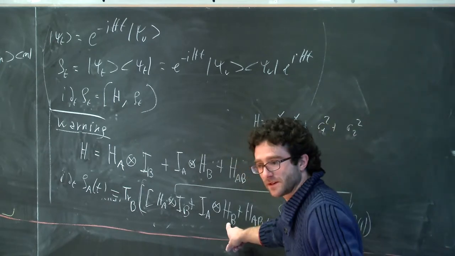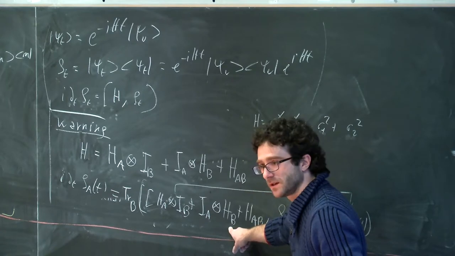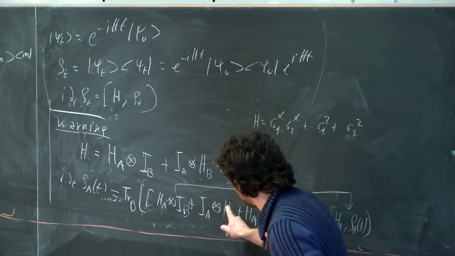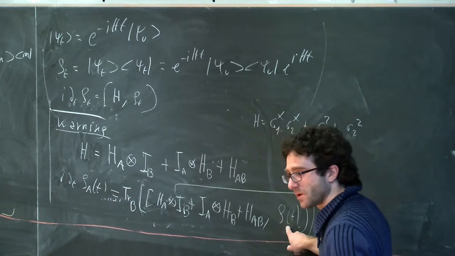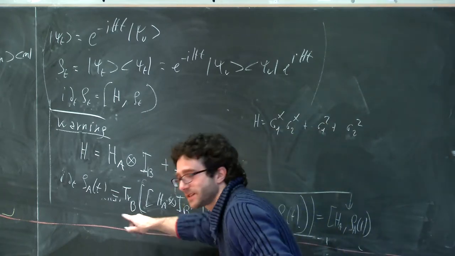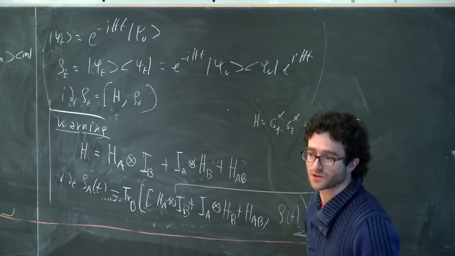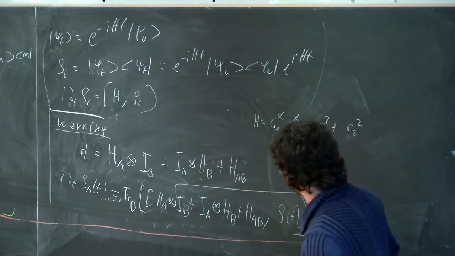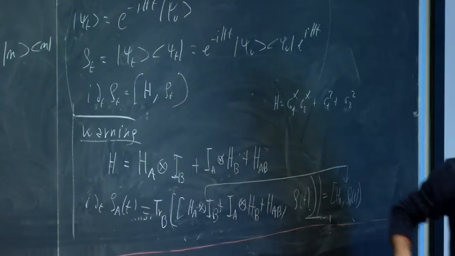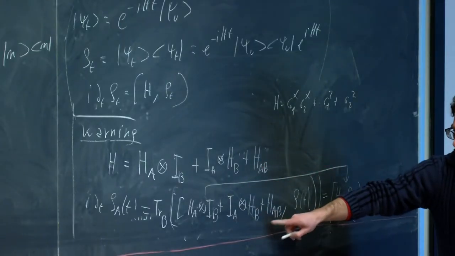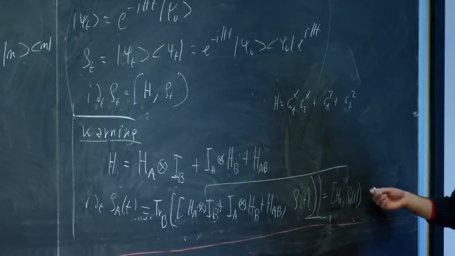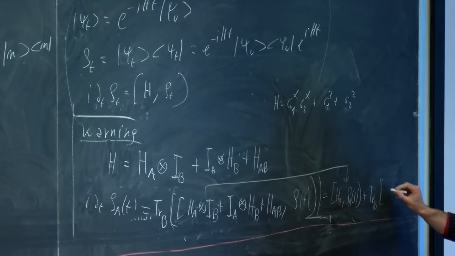Then there is this term, and now you have that H acts on B. There is a commutator between H_B and rho. Now, because you are tracing out over B, this term is equal to zero. You can convince yourself that the trace of the commutator is equal to zero. So this doesn't give any contribution. And then you have also this term that we cannot simplify in any way: the trace over B of the commutator of H_AB with rho of t.